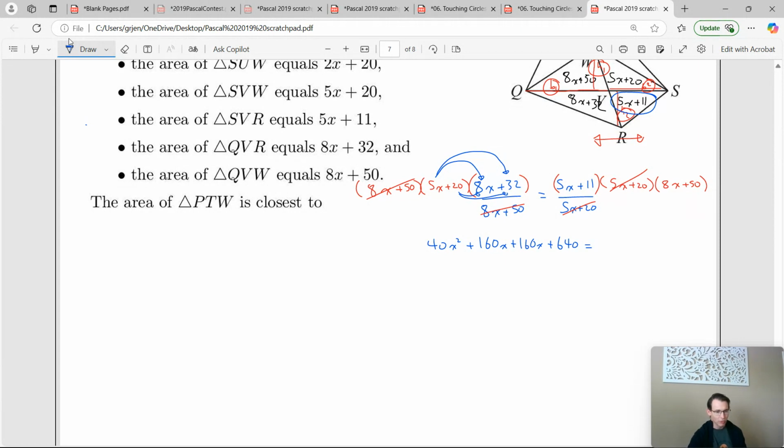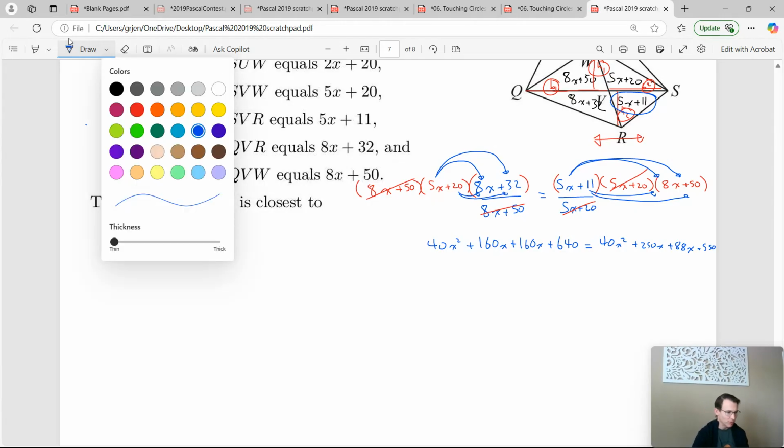Equaling, over here we've got 5x times 8x is 40x squared. 5x times 50 is plus 250x. 11 times 8 is plus 88x. And 11 times 50 is plus 550.